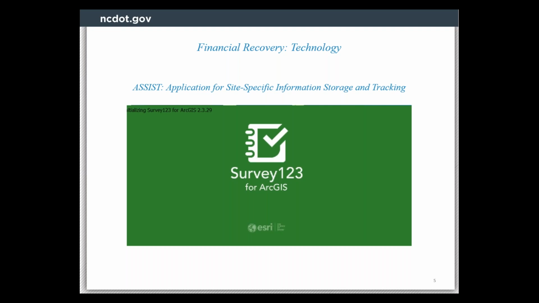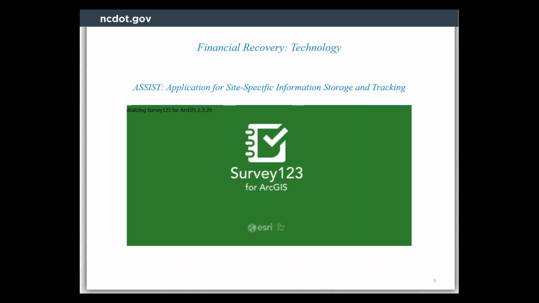During Hurricane Matthew, the tools we utilized, for the most part, were spreadsheets and cameras and GPS devices. We ultimately would take all that information and load it into our financial system to supply information to our federal partners. And having 2,700 sites makes you think there has to be a better way of doing this.